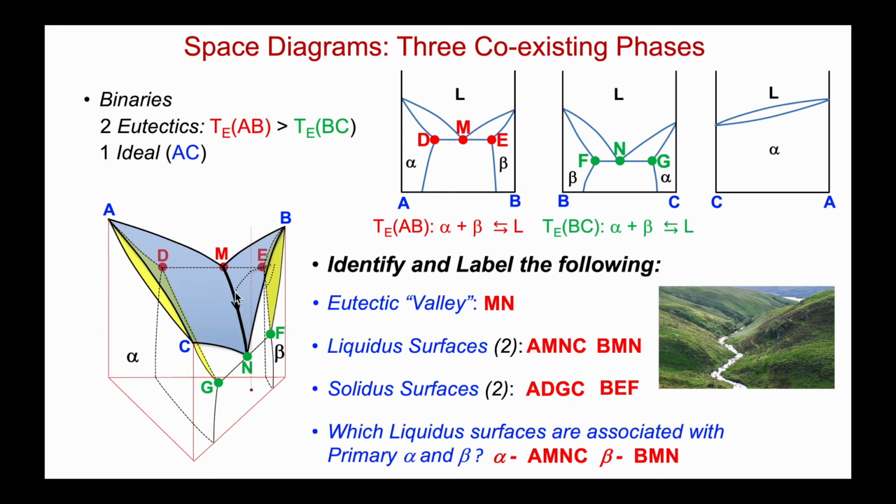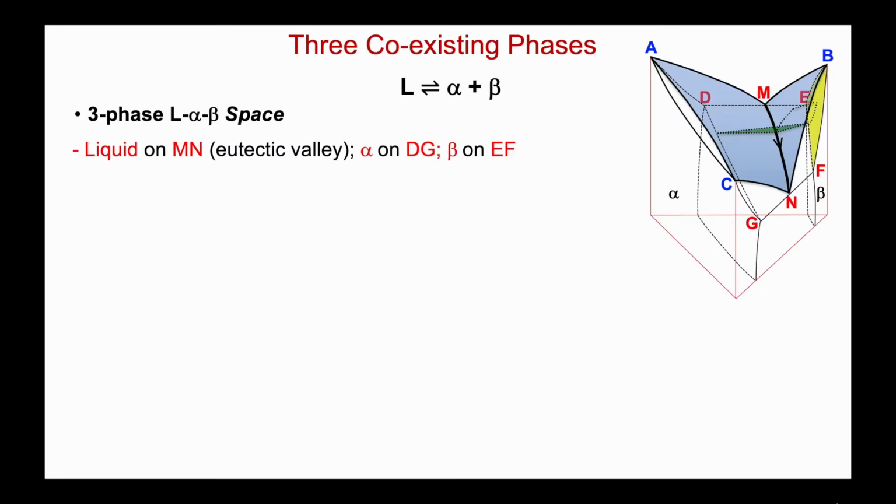When the liquid reaches Mn, we will now have a three-phase equilibrium between alpha, beta, and the liquid. Let's take a look at how we represent that. Now the liquid has reached Mn, we will have this eutectic reaction, where it's in equilibrium with alpha and beta. Alpha must lie somewhere along DG, and beta must lie somewhere along EF. And as we mentioned, the liquid is lying along the Mn eutectic valley.